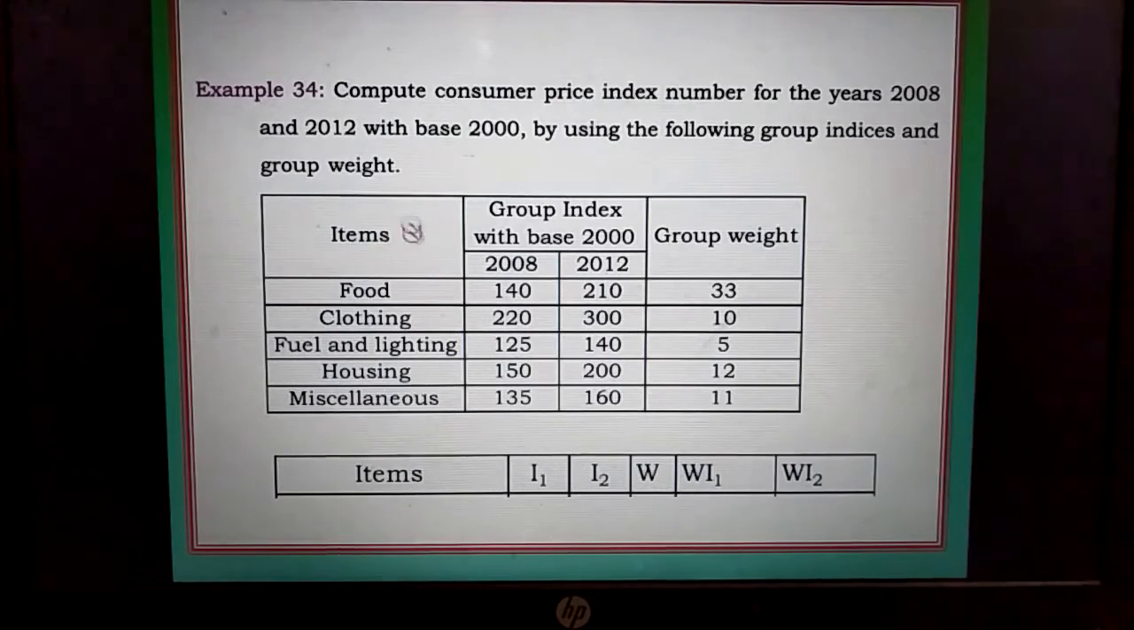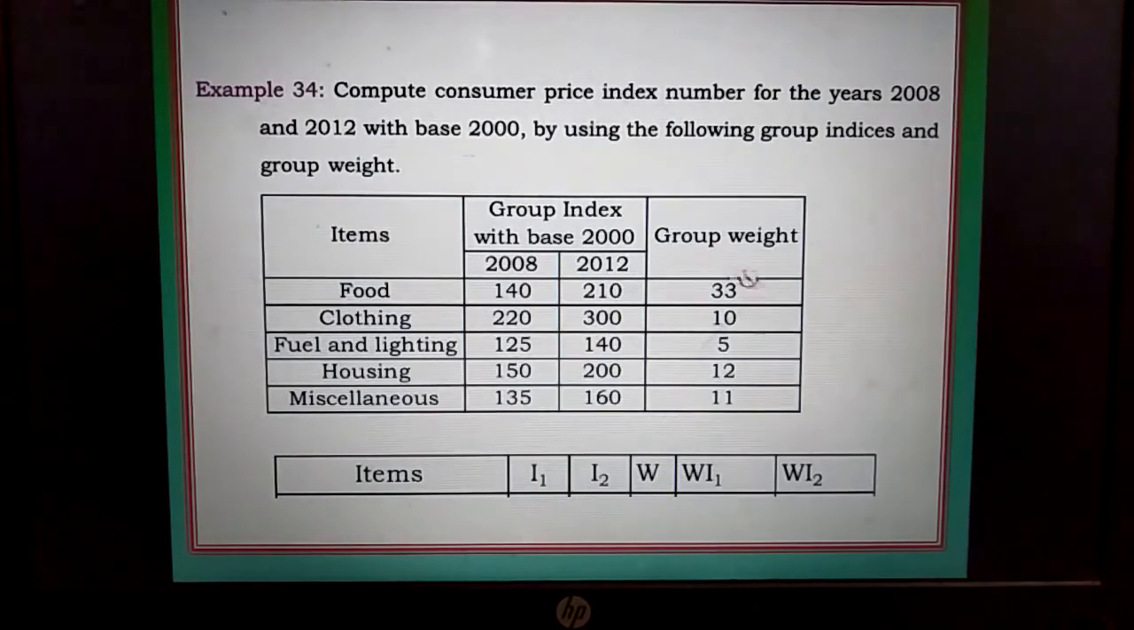So what are the given data? Items are given. Group index with base 2000. Group indices are already given. That means these are I, capital I. In 2008 with base 2000 it is given indices already. So let it be taken as I1. And in 2012 also with the base 2000 it is given indices. Let us take this column to be I2. You can look at the cursor. After items, this column is considered I1 and the next column I2.